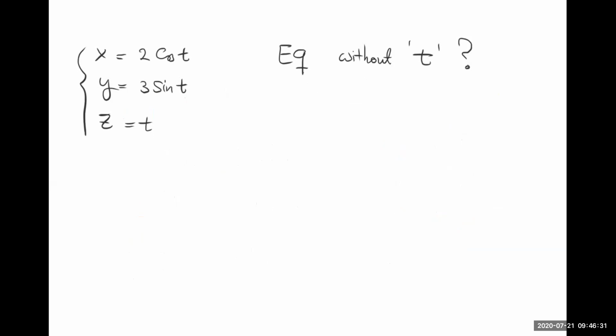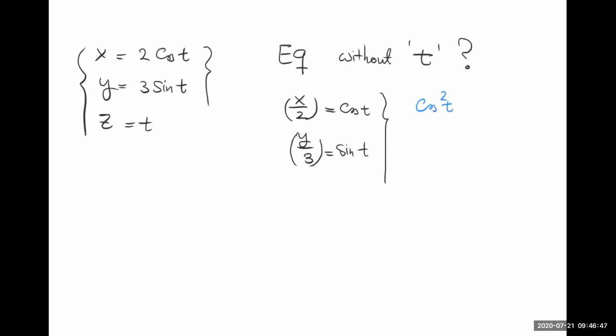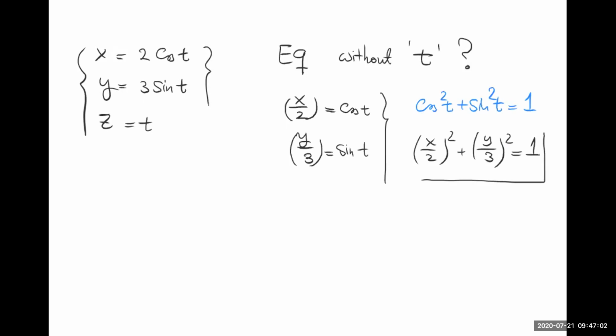Well, look at these two. First of all, you can say x over 2 equals cosine, and y over 3 equals sine. And remember, the key equation says cosine of t squared plus sine of t squared equals 1. Therefore, here cosine is x over 2, sine is y over 3. These two squared equals 1. So that's one equation. What about z?